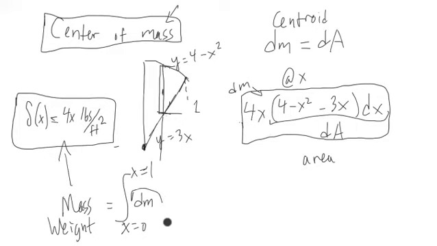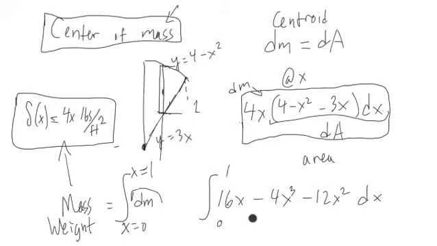From there, what is dm? So this is dm. We just throw this into an integral, and we evaluate from 0 to 1, and that's going to be the total area. So we need to multiply this through, be 16x minus 4x cubed minus 12x squared. And we're going to be integrating that dx as we go from 0 to 1.